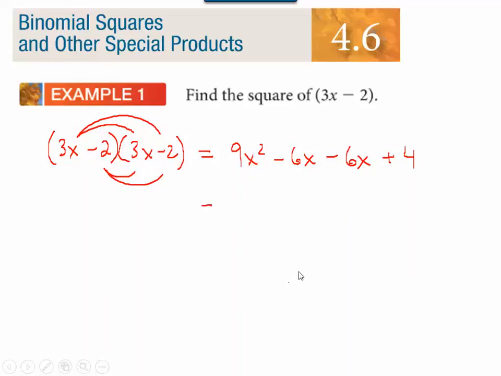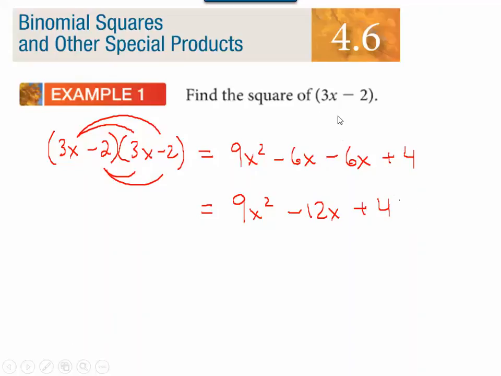Okay, so we gather like terms together. Negative 6x and another negative 6x makes negative 12x plus 4. So now let's sort of break it down. Let's see if we can actually just look at the problem only and see if we can come up with this answer right away without really writing anything down except for the answer.